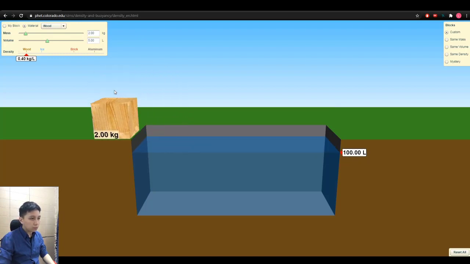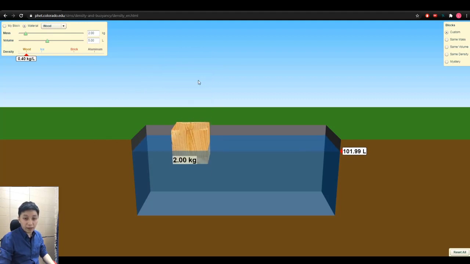So I'm not sure if you know, when you put an object into the water or any kind of liquid, it would display part of it. Depending on the density of the substance, that means the solid and the liquid, it will have different amounts. So for example, you can see wood here is less dense than water, so that's why it floats, like what we mentioned earlier.